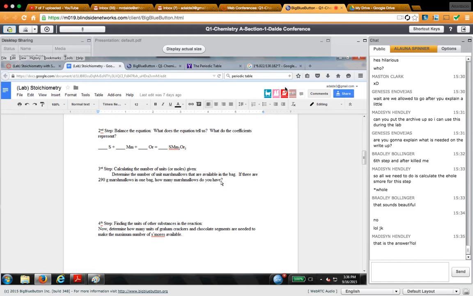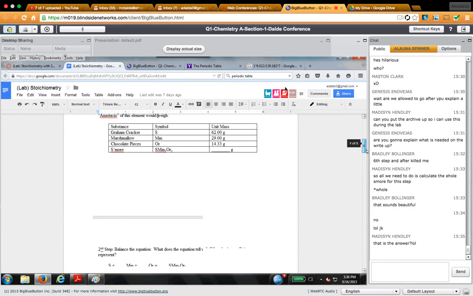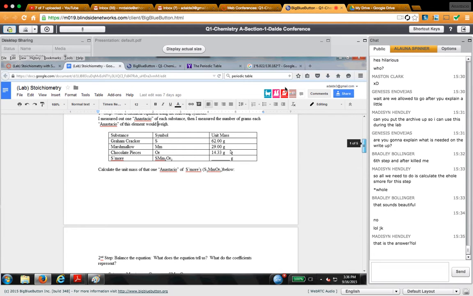Determine the number of unit marshmallows available in the bag. If there are 290 grams of marshmallows, how many marshmallows do you have? So there's 290 grams of marshmallows. Most people put that they would have 10 marshmallows, because they look over here.